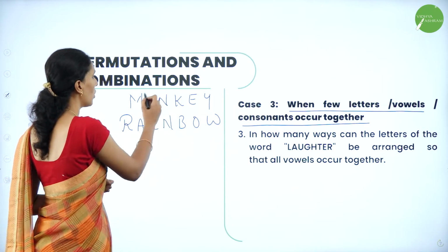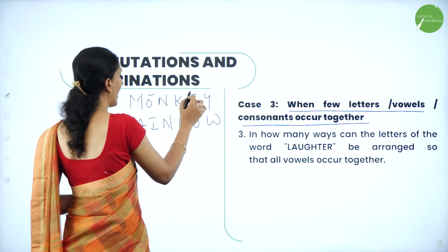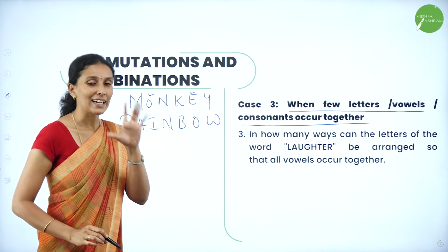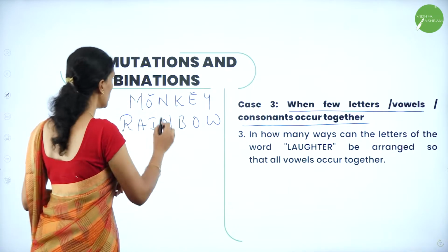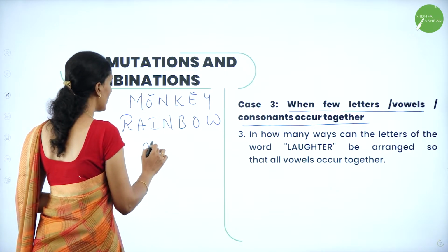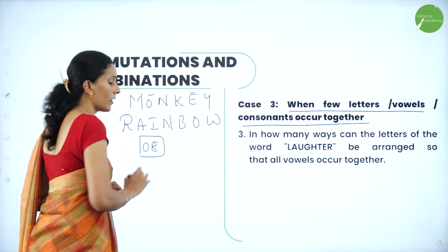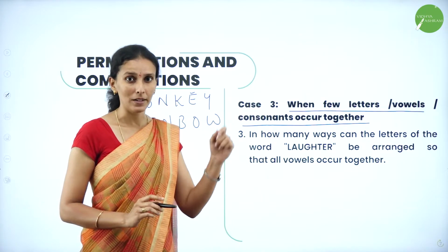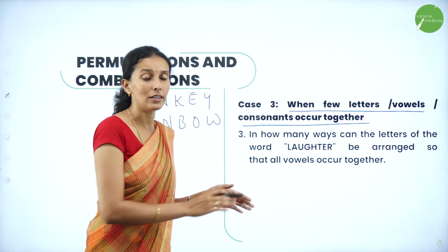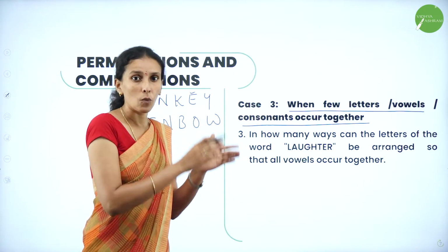Here also, what are the vowels in monkey? O and E. They should always occur together. Occur together means they should be placed next to each other. So O and E must be tied as one. Remember the arrangement of people? When two people occur together, when three boys stand together, what did we used to do?